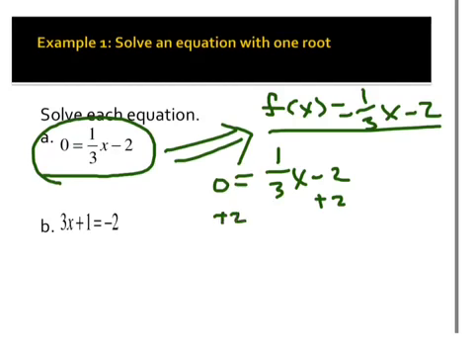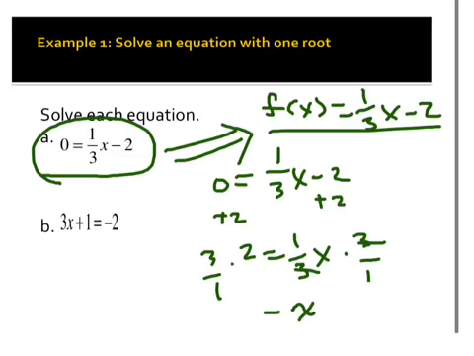And when I do that, I'm left with 2 is equal to 1/3 x. How do we undo this multiplication? We're going to multiply by the reciprocal. So we multiply by the reciprocal of that fraction, and we can all see that when x is alone and isolated, we know that x is equal to 6. And that's perfectly fine. That's a very effective way of solving an equation. In fact, that's the most direct way.